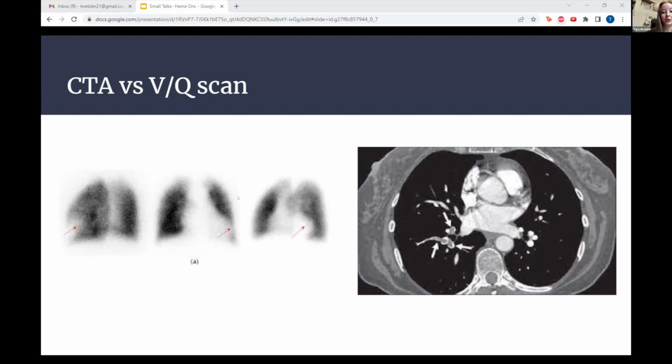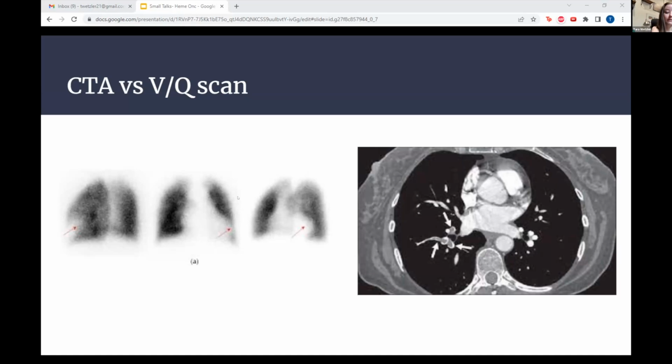But comparing the two, VQ versus CTA, there are some things to take into consideration. There is a risk of nephropathy and thyroid dysfunction with the iodinated contrast that is used in the CT angio. And that risk is both to the mother and the fetus. There's also a reported increased lifetime risk of maternal breast cancer in patients that undergo CT angio, although I found some studies that said that this risk can be mitigated by using breast shielding.